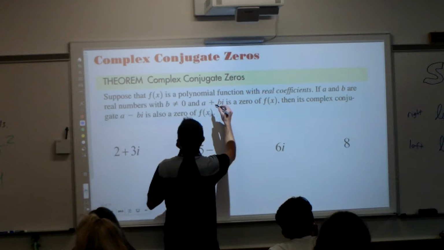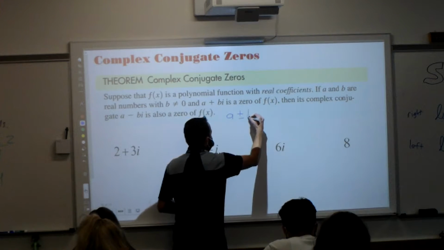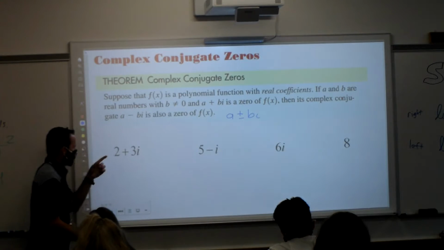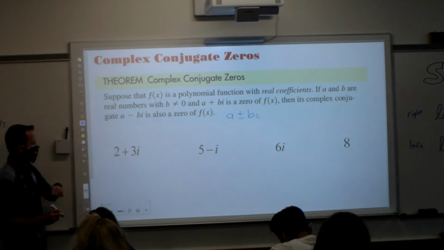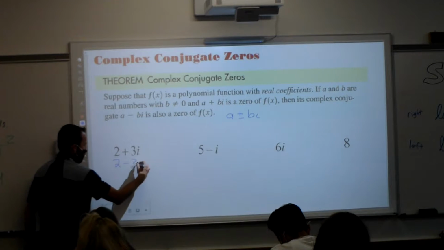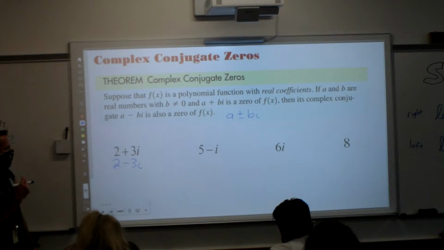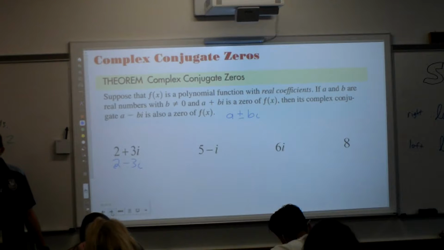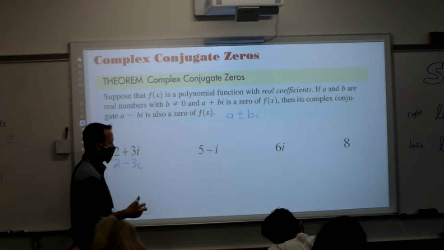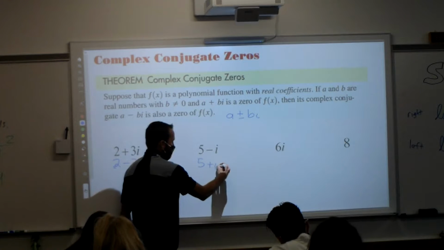If you have a plus bi, a minus bi is a root. It's always a plus or minus bi. So if I see one of my roots is 2 plus 3i, what does that mean has to be a root? 2 minus 3i. Good job, class. What if I'm told that for a polynomial, 5 minus i is a root? It would be 5, I heard it, what? Plus i.